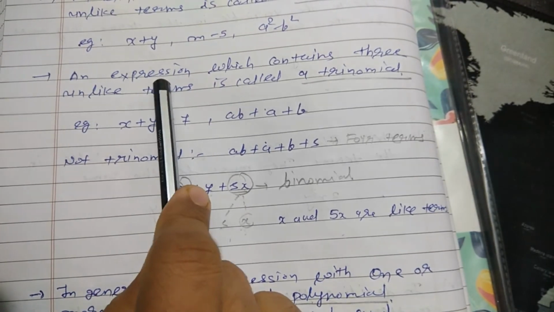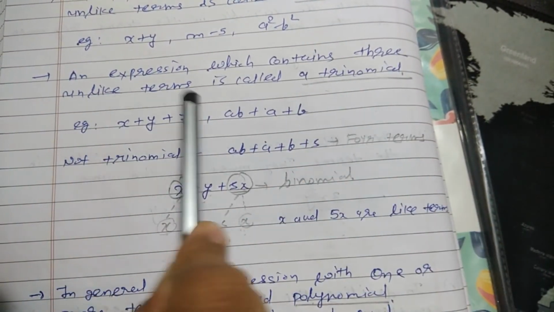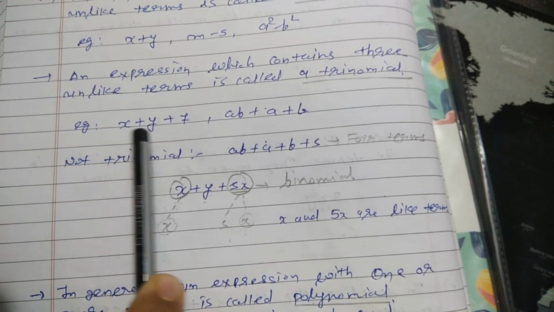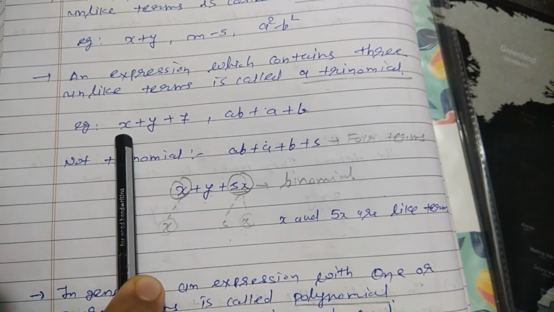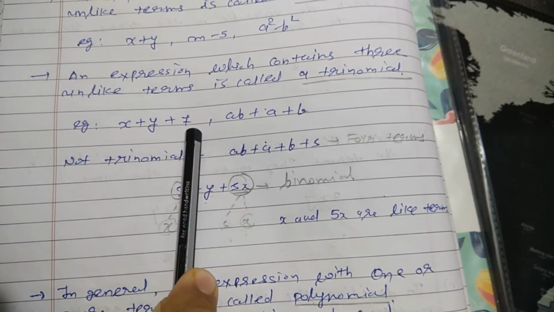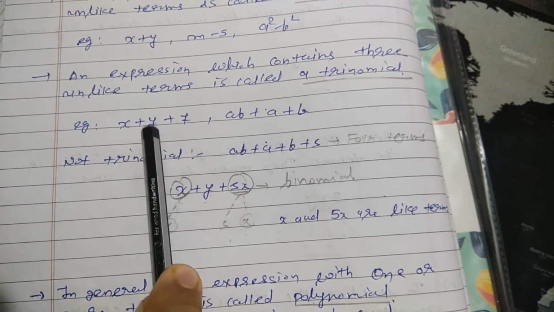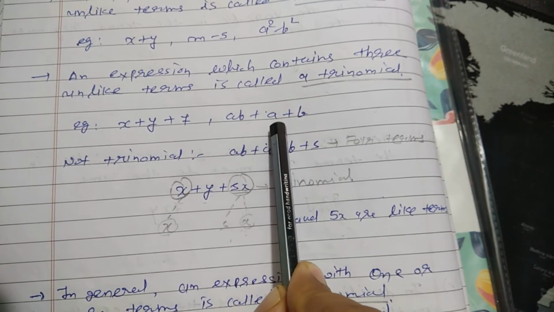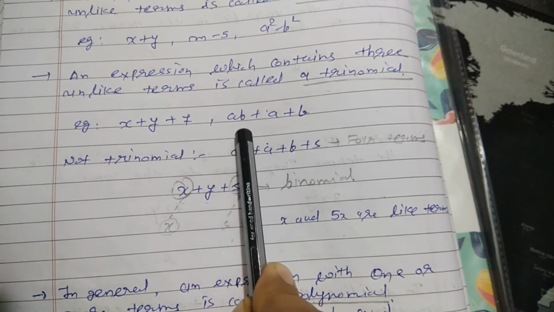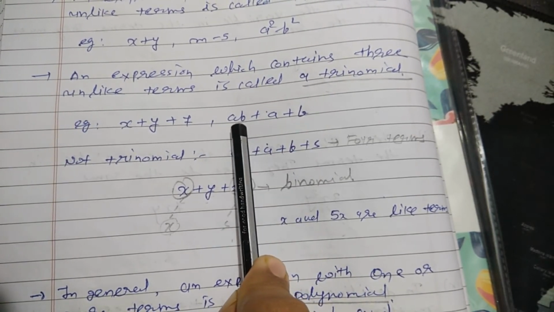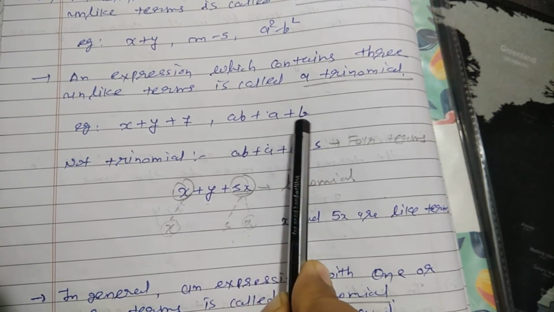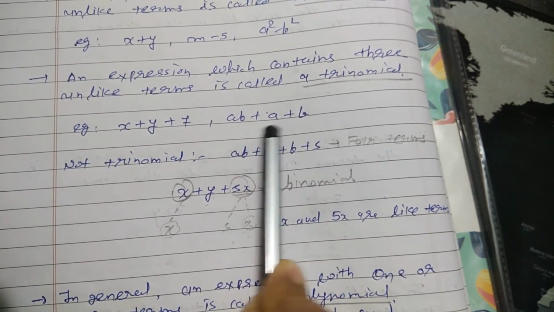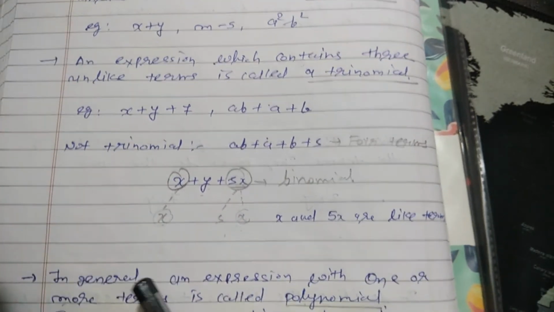Next, an expression which contains three unlike terms is called a trinomial. For example, x plus y plus 7. Here three terms are there, x, y and 7, and they are unlike terms, so this expression is called a trinomial. Similarly, ab plus a plus b. In the first term a and b are in multiplication, in the second term only a is there, and in the third term only b. So these are unlike terms, and that's why this expression is called a trinomial.